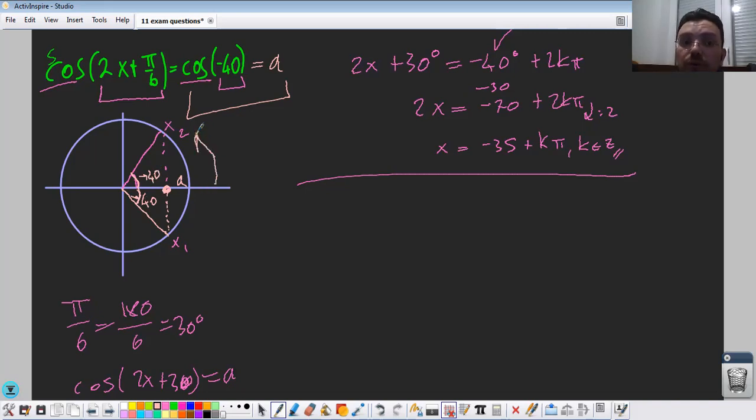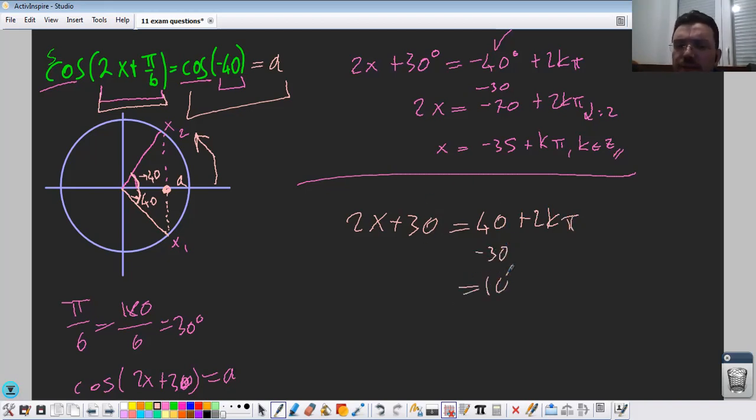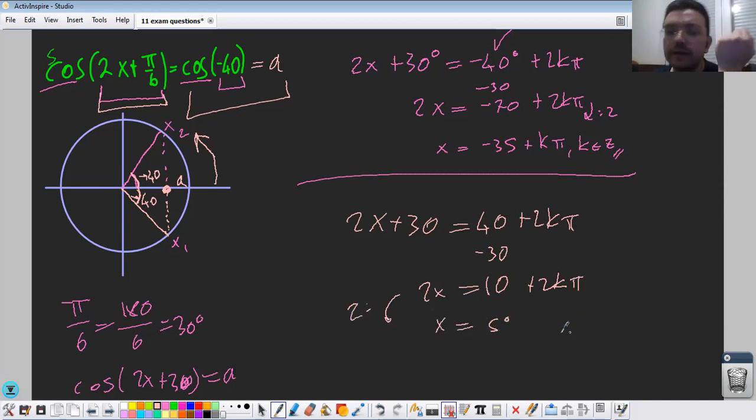So for the x2 from 0 to there, it's positive 40, which is all of these inside parts again: 2x plus 30 should be equal to, in this second case, positive 40. And after you set up the equation, you need to insert plus 2k pi, and then plus 30 to the other side, minus 30, same steps. 10 plus 2k pi, and here you have 2x. You should divide everything by 2, so 5 degree has to be written. Some teachers really care about that. I don't very much. So that's equal to 5 degree plus k pi.